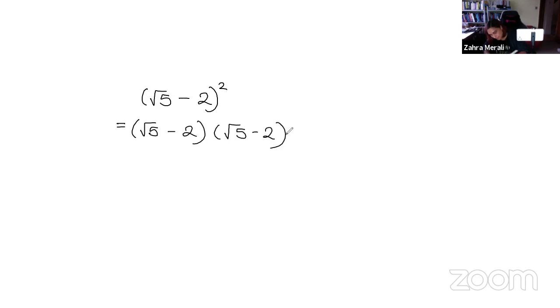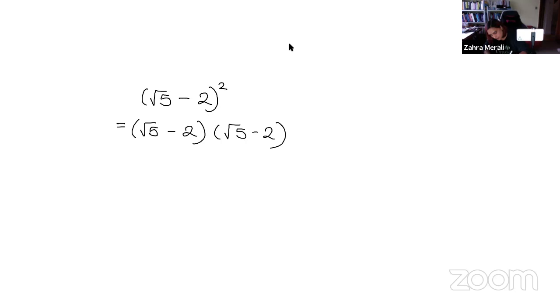Let's take something that's squared, so multiplied by itself. So let's take root 5 minus 2 all squared. So what does that mean? If something is all squared, it means I'm multiplying it by itself. So I've got root 5 minus 2 multiplied by root 5 minus 2.